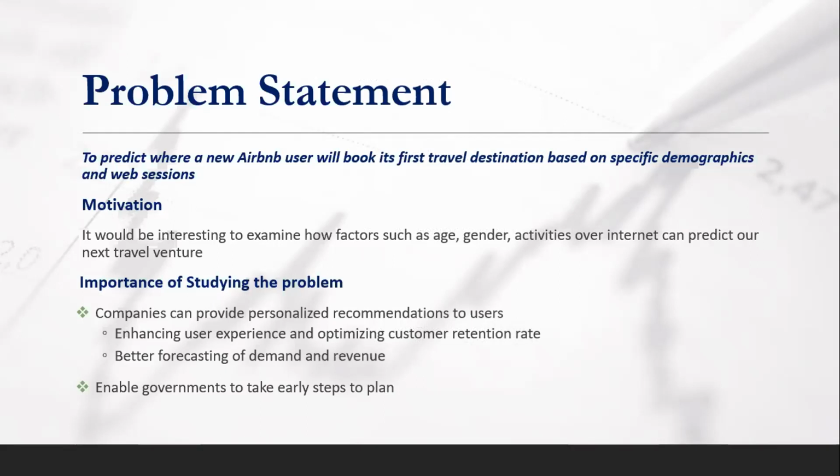But it is also good to know the importance of this study. The tourism industry is very much linked to the idea of people traveling around the world. The major concept revolves around making people happy, occupied with equipment and amenities. By predicting the next travel destination accurately, companies can provide personal recommendations to users, thereby enhancing their user experience and optimizing customer retention rate. It is also important for better forecasting of demand and revenue. And with the help of this data, governments can also plan a step ahead, which can help them improve their infrastructure.